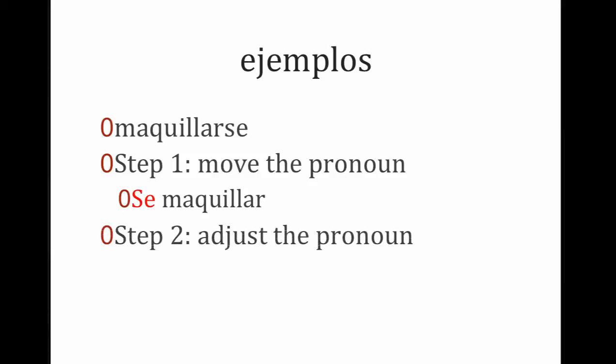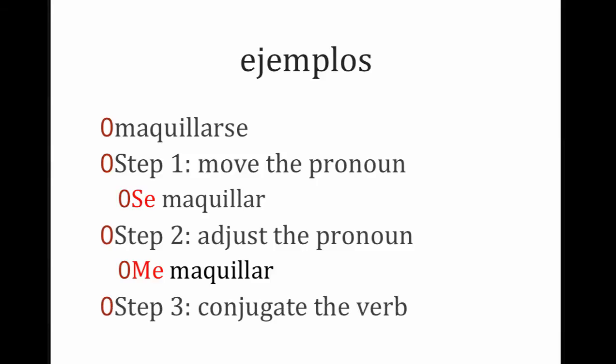The next step is to adjust your pronoun so that it matches who is doing the action. Because I am the one putting makeup on myself, we're going to put the pronoun in the yo form. Now we have me maquillar. So your third step is to conjugate your verb. So we already know that the subject is yo, so we are going to change our AR ending to maquilló. And now we have me maquilló.